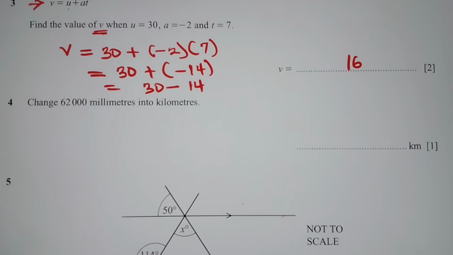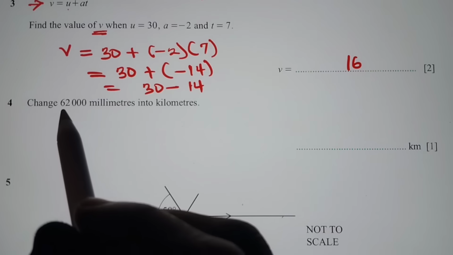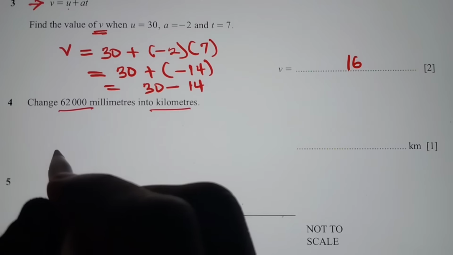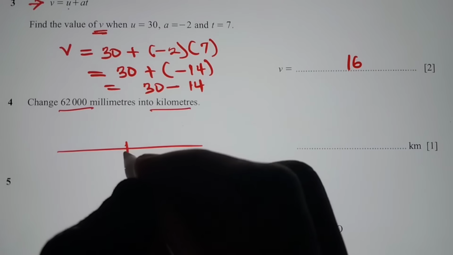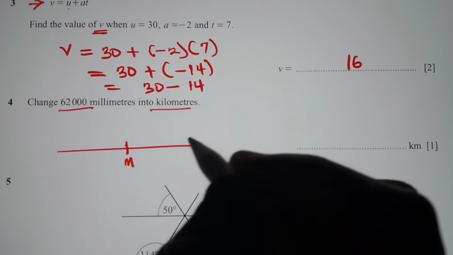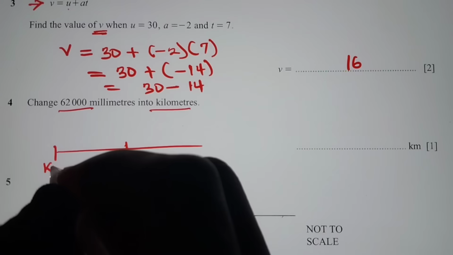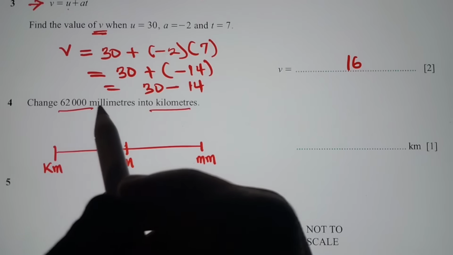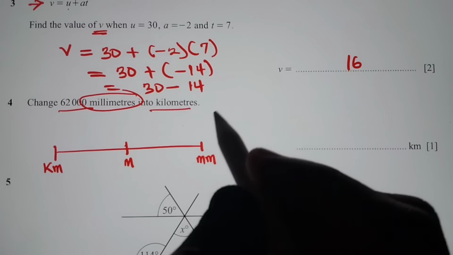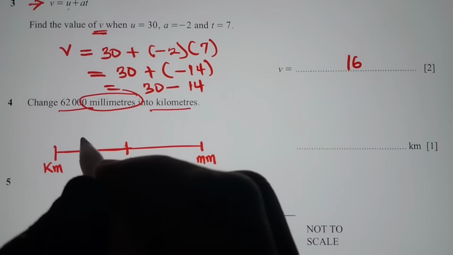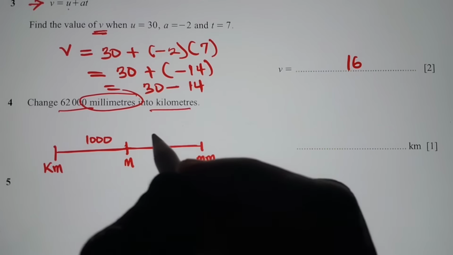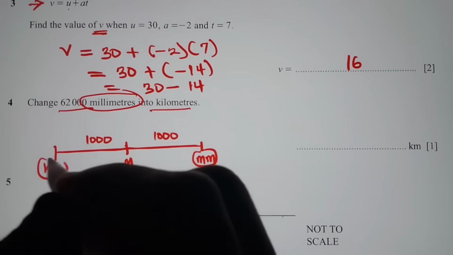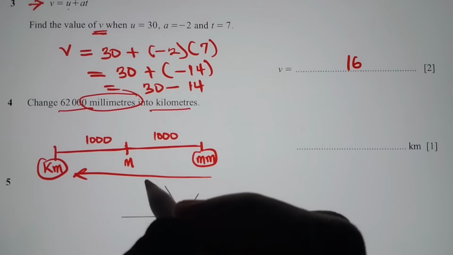Let's look at question number 4. Question number 4 says, change 62,000 millimeters to kilometers. If you have an idea of this division, here you have meter, here you have kilometer, and on the extreme end there you have millimeter. From here to here is 1,000. From here to here is 1,000. So if you are changing from millimeter to kilometer, we are going backward, so we are dividing.